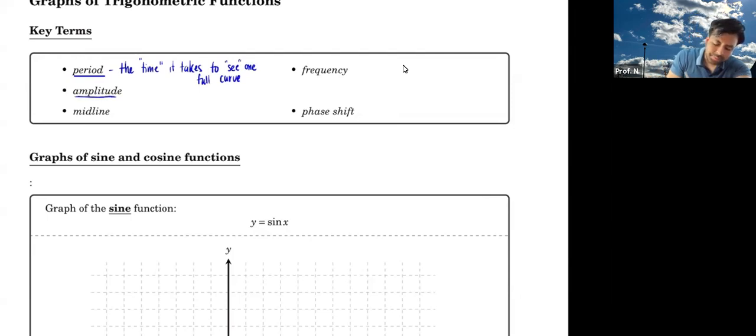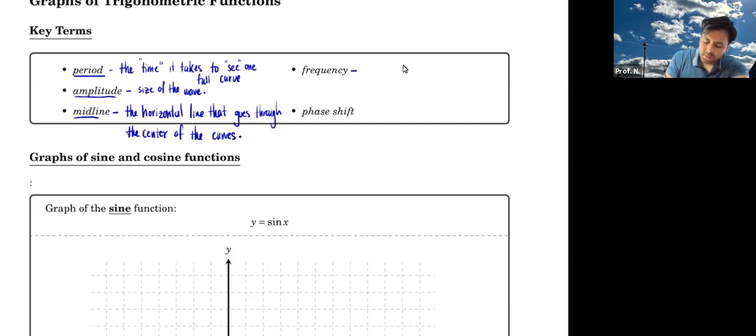Now, what is the amplitude? The amplitude is the size of the wave. The midline is the horizontal line that goes through the center of the curves.